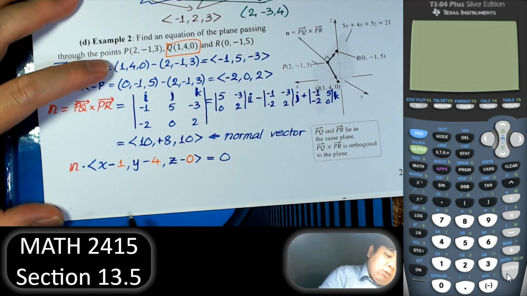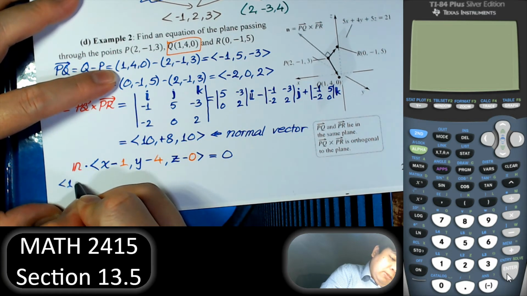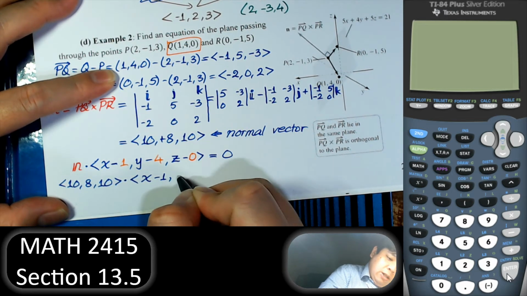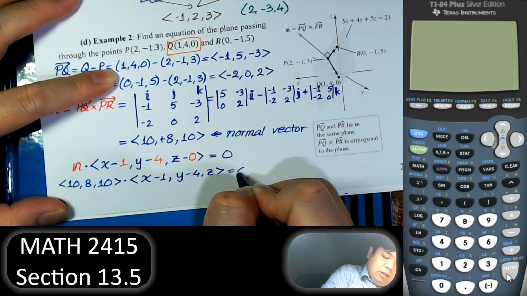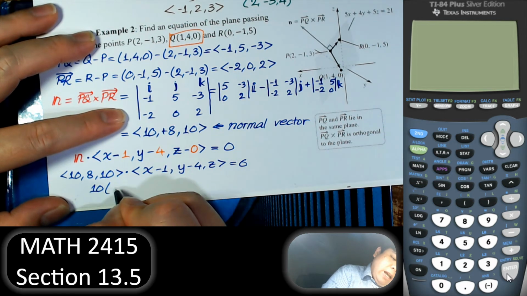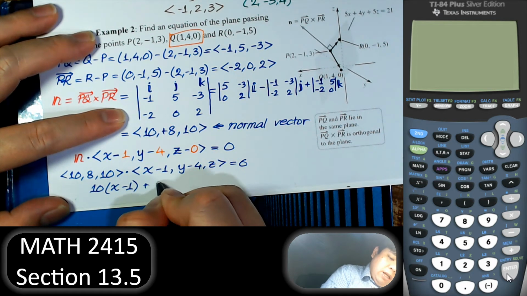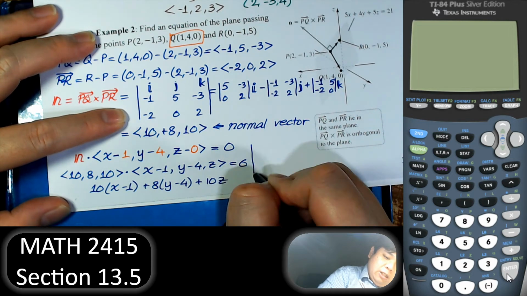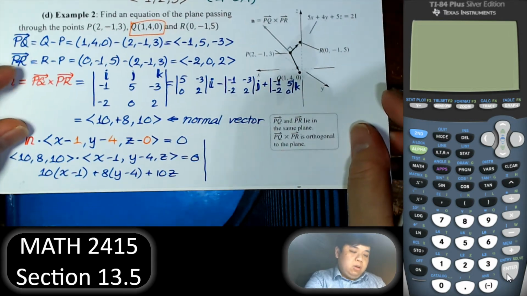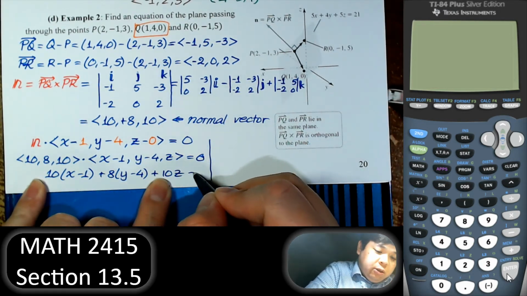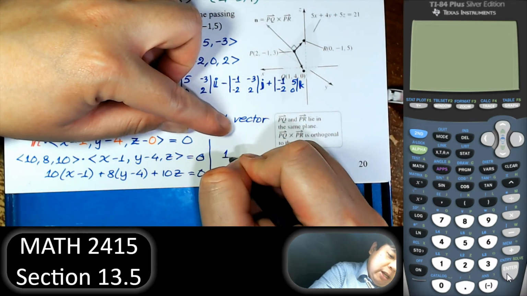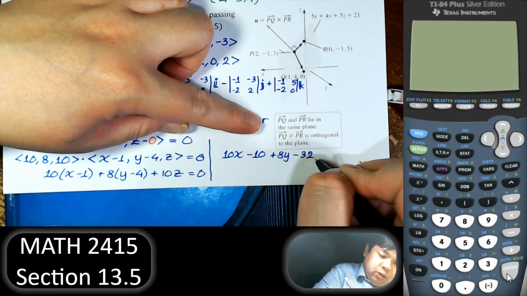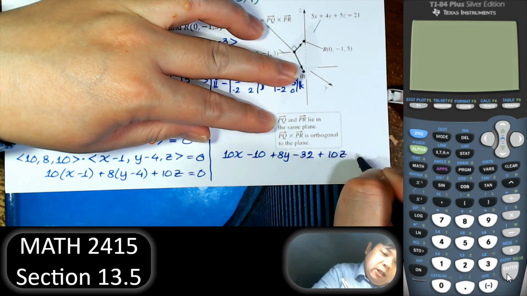Right, multiply this out. By the way, n is those. x minus 1, y minus 4, and z. So we multiply it, we have 10 times x minus 1 plus 8 times y minus 4 and 10z, equal to 0. So multiply it all out, we have 10x minus 10, plus 8y minus 32, plus 10z equal to 0.